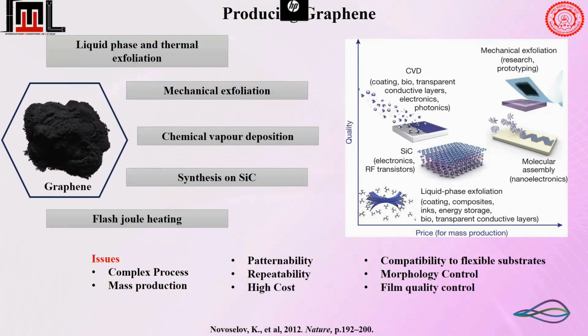And if we look at the current scenario of creating graphene, there are various methods. You can go for a liquid phase method, you can go for mechanical exfoliation, or you can go for the CVD method, or you can synthesize using the flash Joule method. But the problem with all these methods is that they have some issues that need to be addressed.